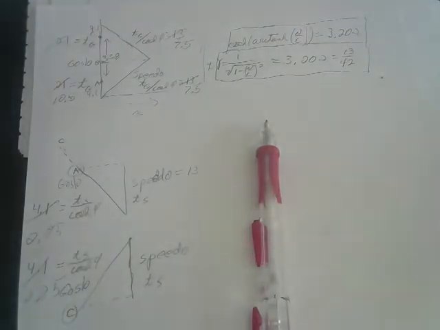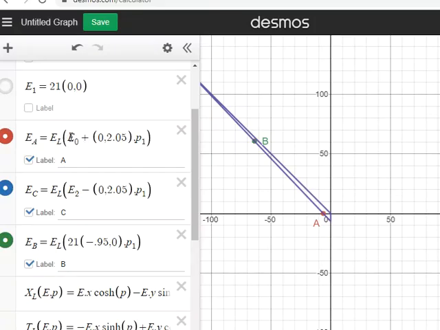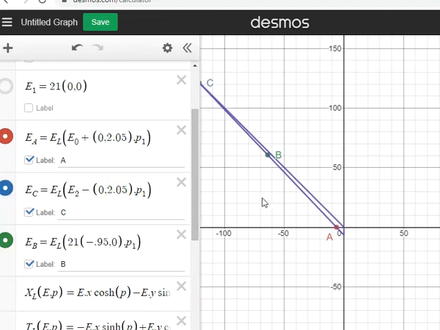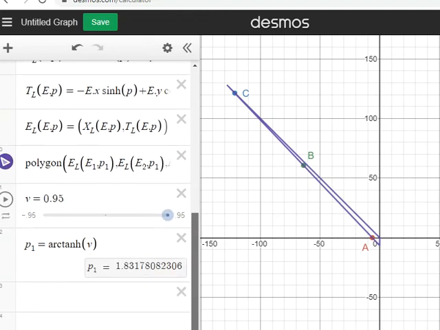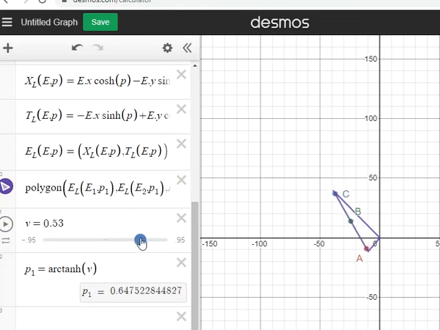And so I've implemented those points by adding 2.05 to the time coordinate of e sub naught, and subtracting 2.05 from the time coordinate of e sub 2. So we've got an A, B, C there. And you can see as I change the velocity that B becomes simultaneous with our turnaround event when the velocity is 0 from the Earth's point of view.